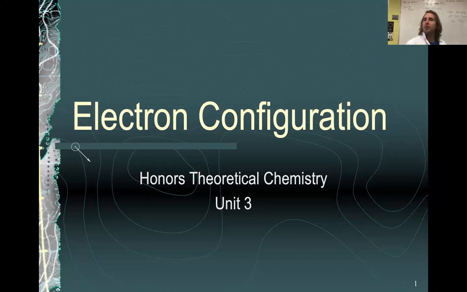Well, we need to be a little more specific, because these outer electrons are actually what start to form our chemical bonds. So it's really important that we have a good working understanding of where we're most likely going to find those electrons. We call that the electron configuration.